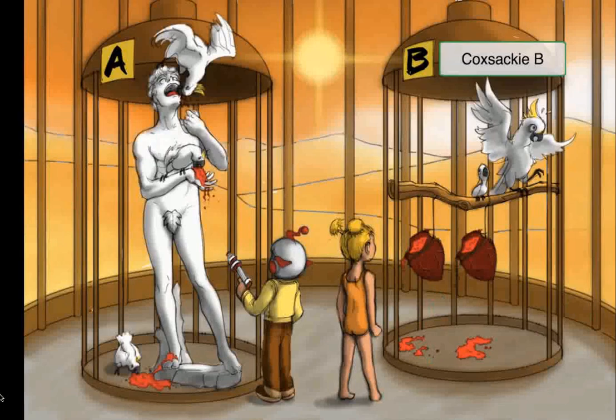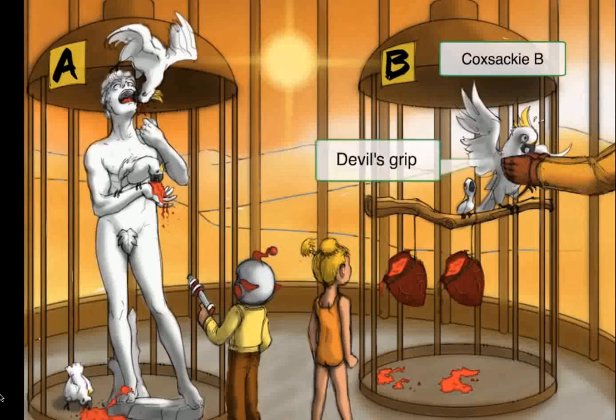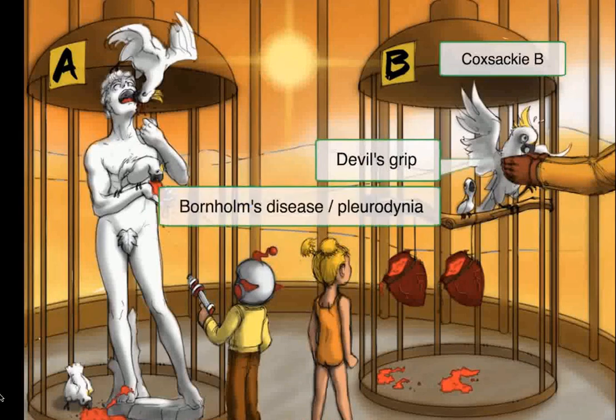Additionally, if you want to take your Coxsackie knowledge to the next level, there's one more thing that we want to include. We'll add a zookeeper reaching in and grasping the cockatoo by his chest. Notice it looks like the cockatoo is pretty uncomfortable with this. This is another clinical feature of Coxsackie B called the devil's grip, also known as Bornholm's disease and pleurodynia. This devil's grip is often characterized by extreme sharp pain in the lower chest and is often unilateral, and this often makes it very difficult to breathe, hence its other name, pleurodynia. Pleura, referring to the pleura of the lung, and dynia from the Greek word for pain.